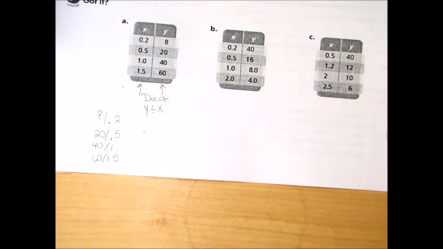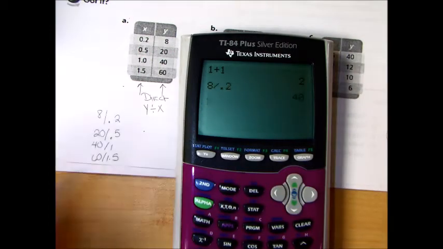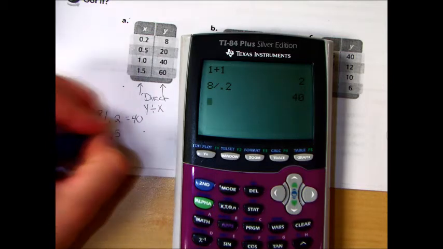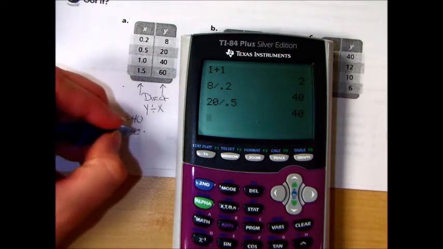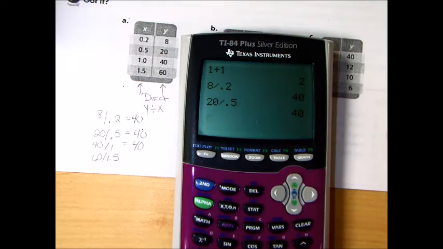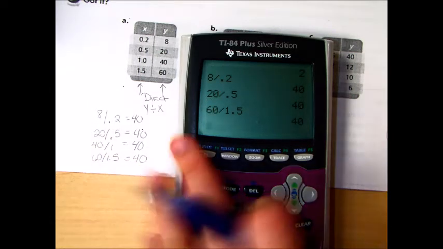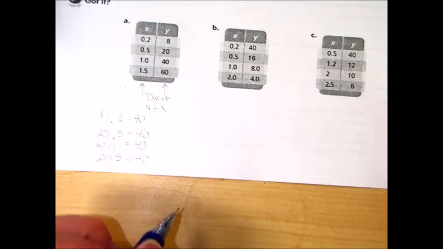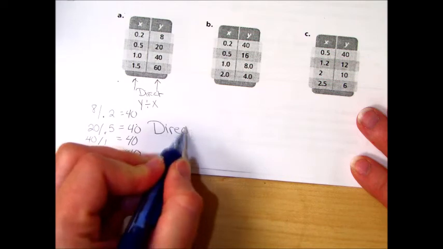Let's see what we get each time. 8 divided by 0.2 makes 40. 20 divided by 0.5 makes 40. 40 divided by 1 makes 40. 60 divided by 1.5 makes 40. Those are all the same. Since they all match, I know I have found that this is truly a direct problem.